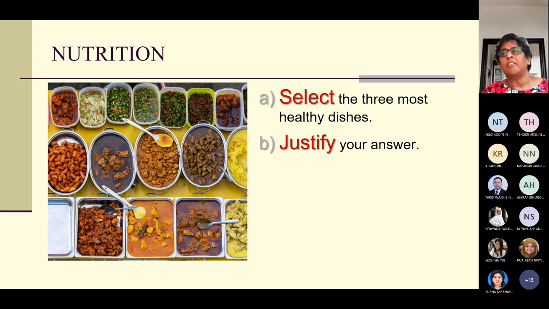And justify your answer. Okay, so if you are looking at Bloom's taxonomy, you will say I use the word select. Select is lower order. But when you look at this question, asking students to select the 3 most healthy dishes out of many dishes is not an easy task, because there are a lot of things they must consider before selecting. So now you are in a dilemma.